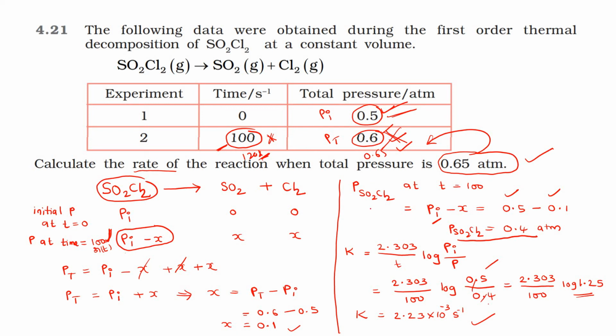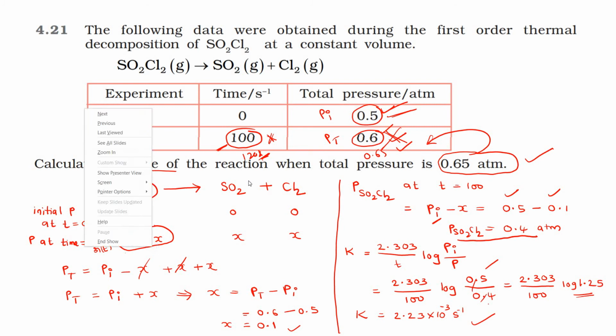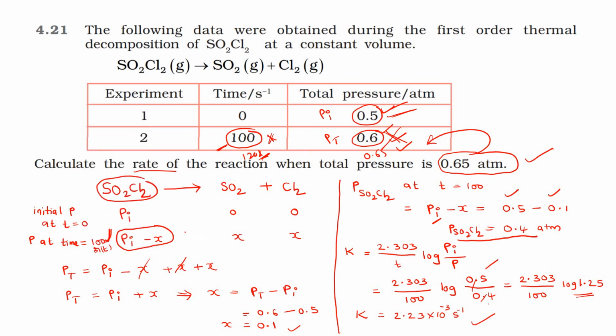The partial pressure of SO2Cl2 is equal to again Pi minus X. Initial pressure will be 0.5. What we have to calculate? X we need to calculate. Here X will be different. Here X is what actually we got here?